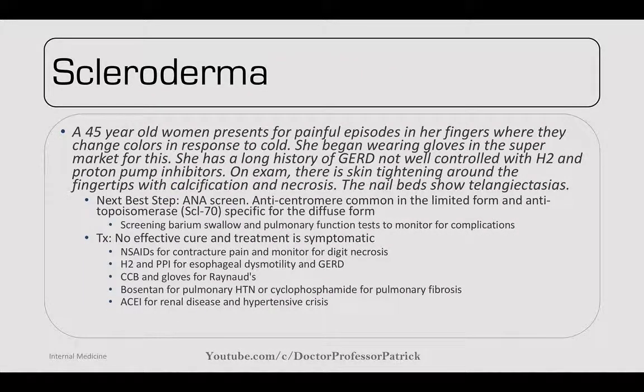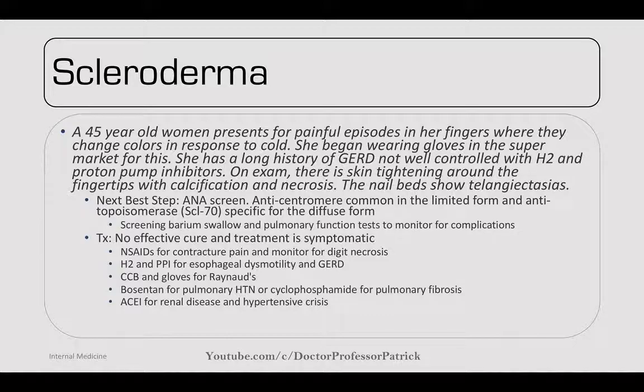Next is scleroderma. We've got a case of a 45-year-old woman who presents with painful episodes in her fingers where they change color in response to the cold. She began wearing gloves in the supermarket. And she has a long history of GERD not well controlled with H2 blockers and proton pump inhibitors. On exam, there is skin tightening around the fingertips with calcification and necrosis. And on exam, the nail beds show telangiectasias. The next best step here would be another ANA screen.